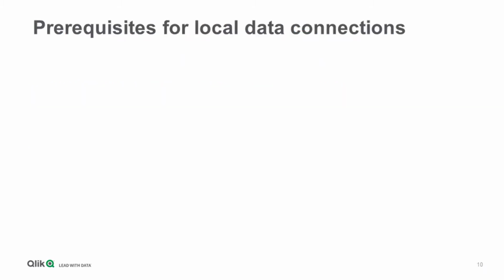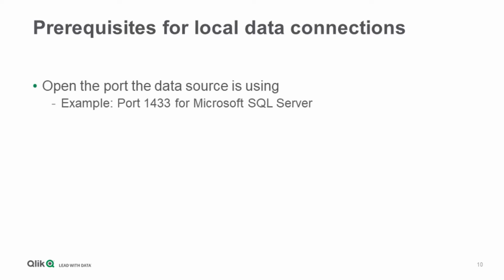Now say you're trying to connect to a local data source like Microsoft SQL Server. The database is in your local environment and we need to make sure it can talk to our servers, which are external to your environment. So there are a few things that we need to do before that can happen. The first thing is to make sure that the port is open. In this case, since we are using Microsoft SQL Server, port 1433 would need to be opened.